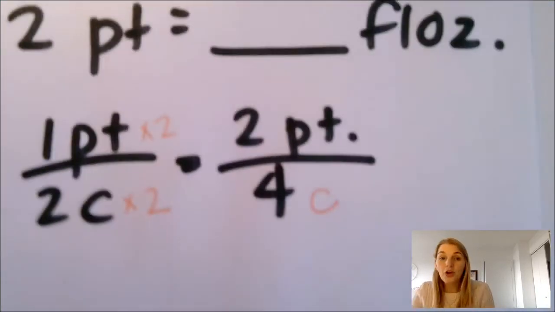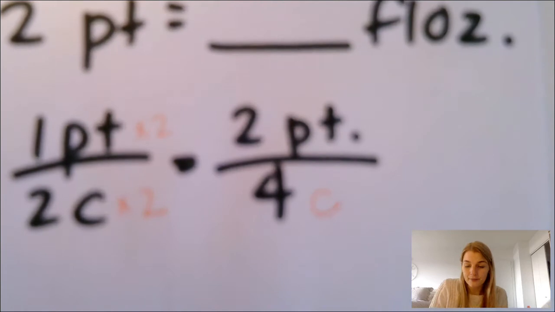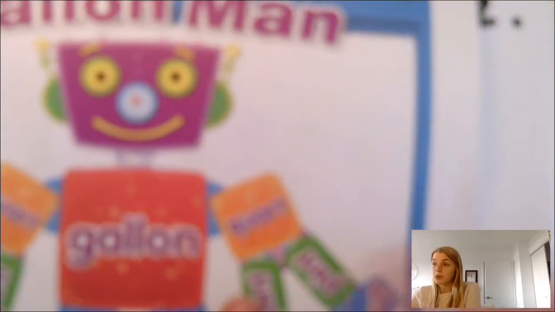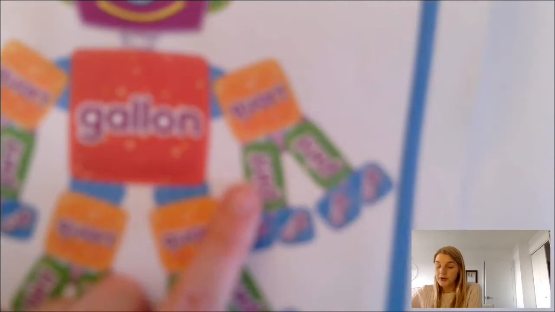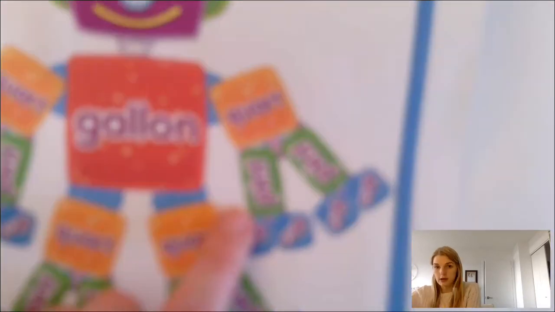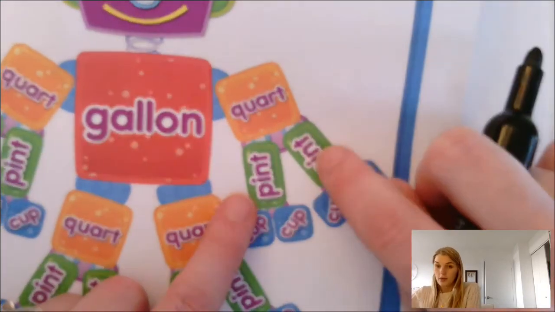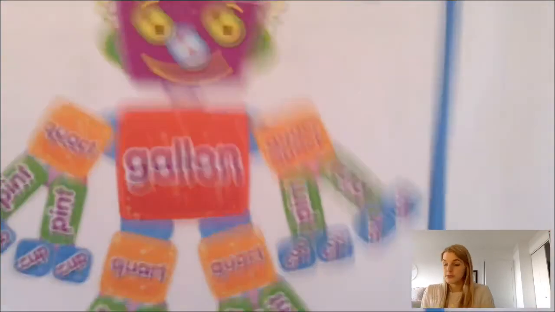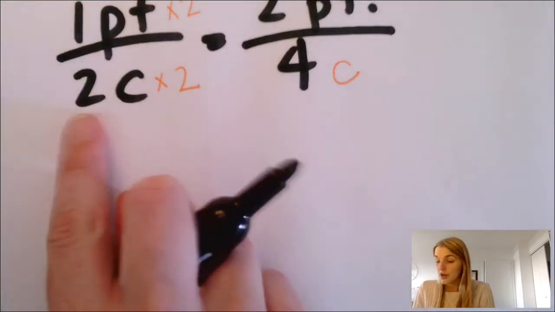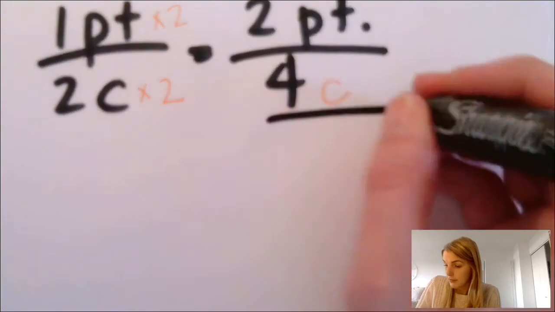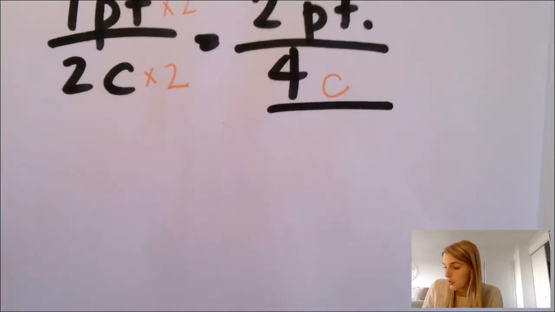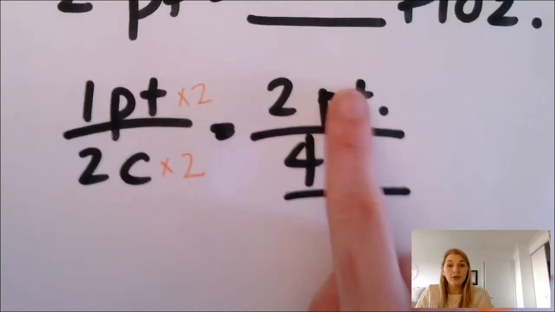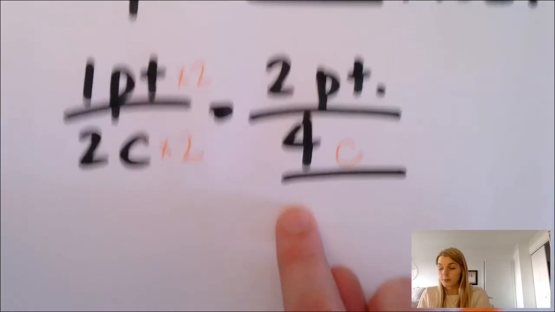Guess what? We could also use our gallon man for that. Look here. If we know that we have 2 pints, this is why the gallon man is so great. If we have 2 pints, let me focus it, 2 pints together means 1, 2, 3, 4 cups. There we go. All right, so now we know that in 2 pints, there's 4 cups.